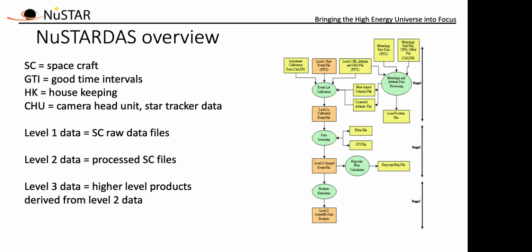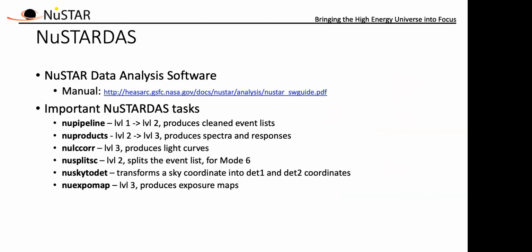So level 1 data, that's the raw spacecraft data files. That's what you get when you first download your NuSTAR data. Then you have to apply the pipeline, and it's called NuPipeline, very ingeniously. That then turns it into filtered data that you can actually start doing science on. And then level 3 data is your higher level products, your light curves, your spectra, and so on and so forth.